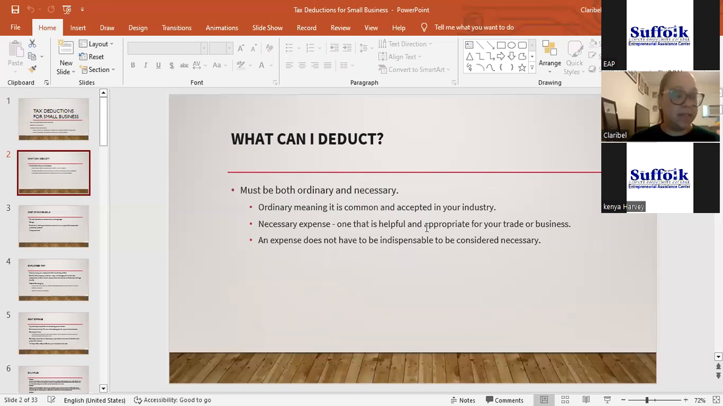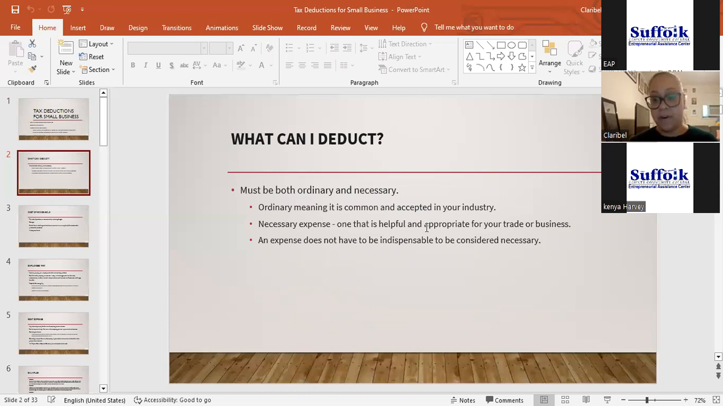What can I deduct? In order for your expense to be deductible, it has to meet two requisites. It must be a business expense, and it must be both ordinary and necessary. An ordinary expense is an expense that is common and accepted in your industry. A necessary expense is one that is helpful and appropriate for your trade or business. An expense does not have to be indispensable for it to be necessary. It just needs to be necessary to you.